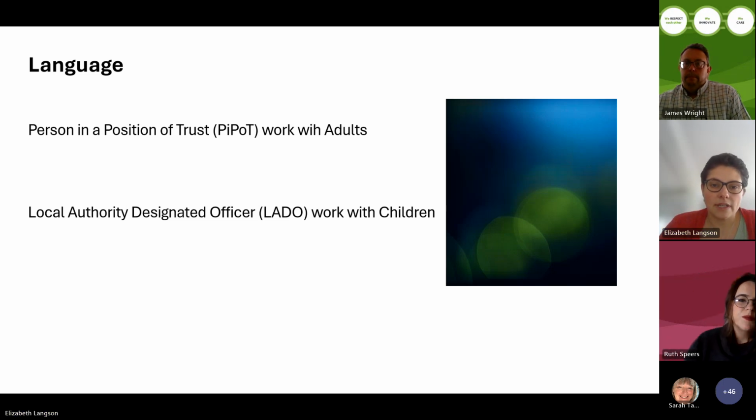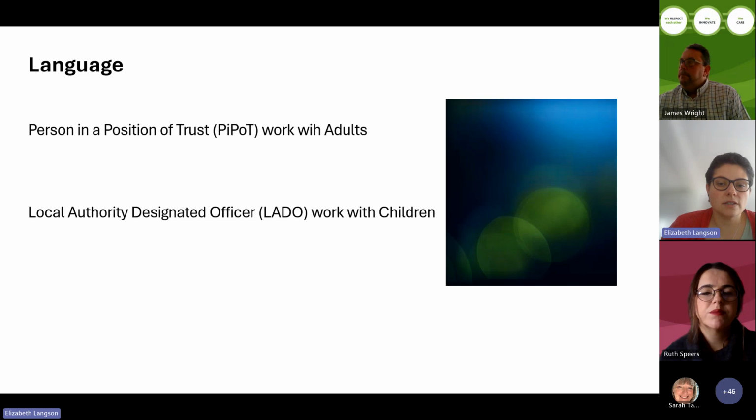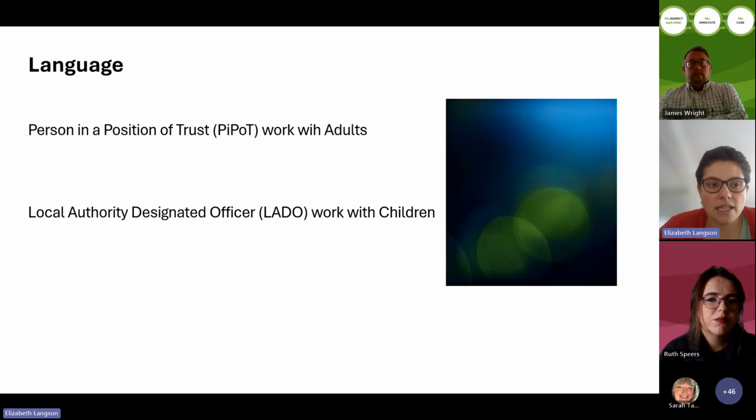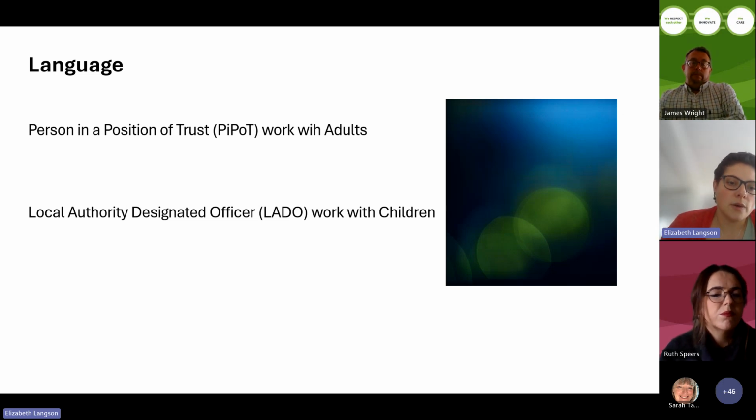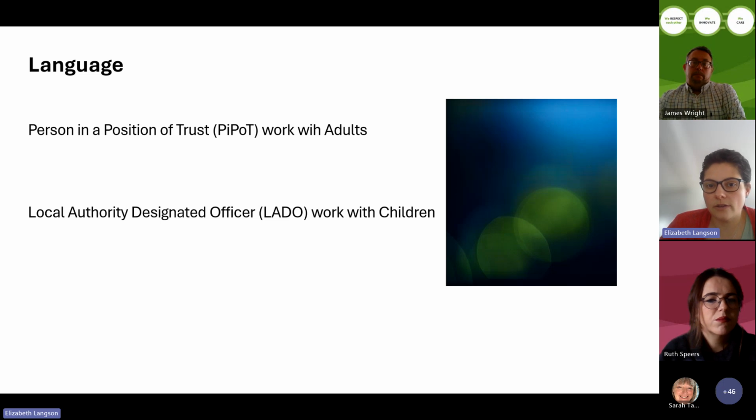Okay. So, language. So just a very quick one for everyone. So when we are talking today about PIPOT, P-I-P-O-T, that stands for a person in a position of trust. And that is when people are working with adults. When people work with children, we talk about local authority designated officers, and that's called a LADO. So just a little bit of terminology there for people just to understand when we're talking about the difference between adults and children. But again, any questions, please do ask us.